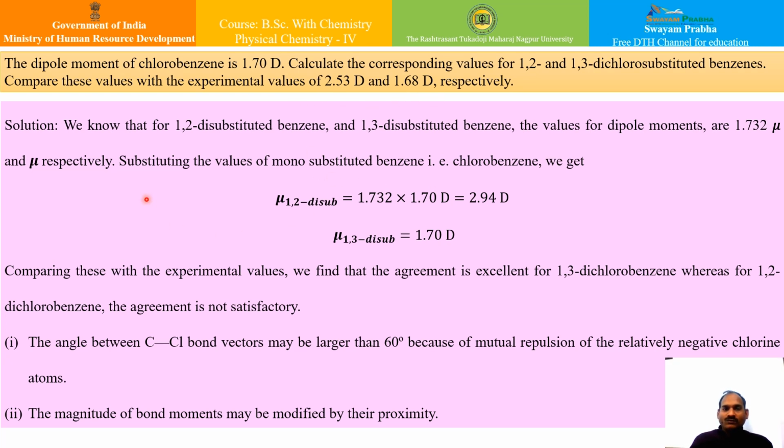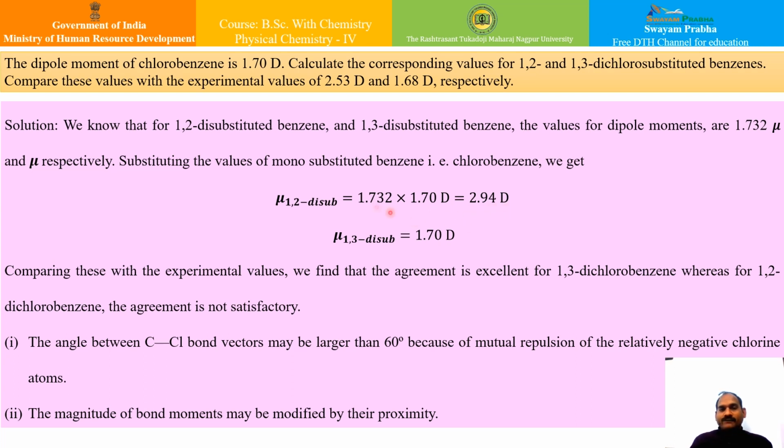Now we know that the values for 1,2 disubstituted benzene is 1.732 mu, and for 1,3 disubstituted benzene it is mu respectively. So I know what mu is. The dipole moment of chlorobenzene is given as 1.70 D. So my dipole moment of 1,2 disubstituted benzene will be 1.732 multiplied by mu, which is 1.70 D, and that is equal to 2.94 D.